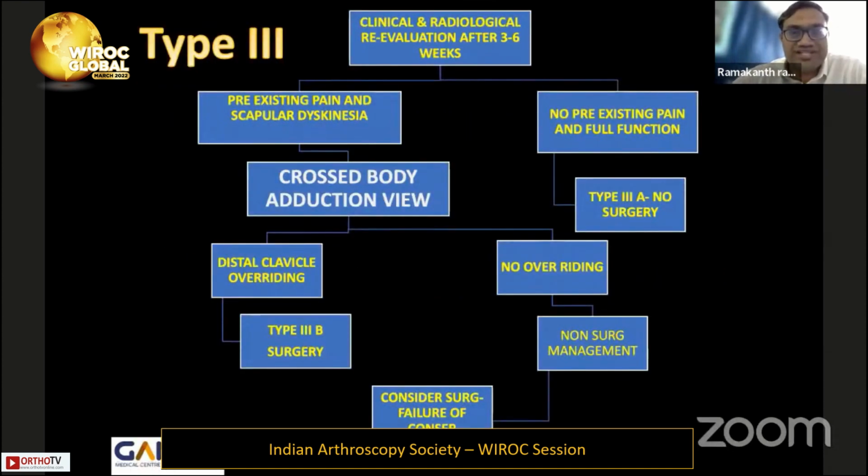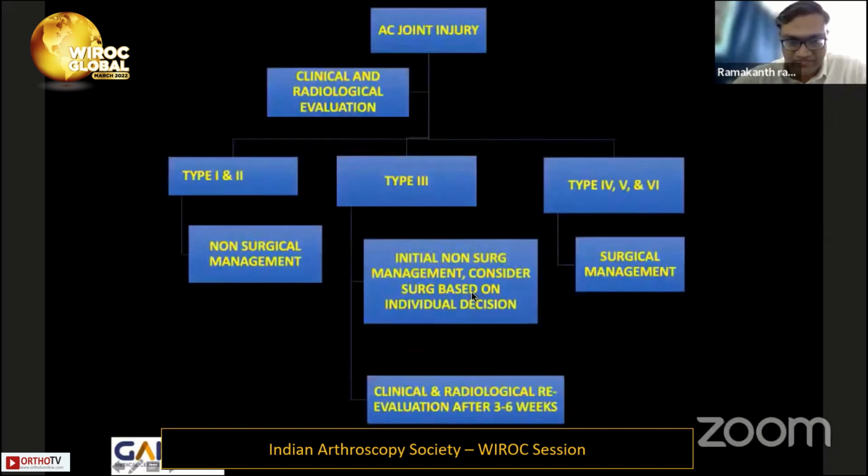For type 3, once initially treated, we can do clinical re-evaluation at 3 to 6 weeks, where persistent pain and scapular dyskinesis can be identified, and then the cross-body stress view will show the distal clavicle overlap, and type 3B can be identified and taken up for surgery. Or when there is no overlap, conservative management can be continued. And if they fail conservative management, then we can consider surgery in these patients. Type 3A needs no surgery.